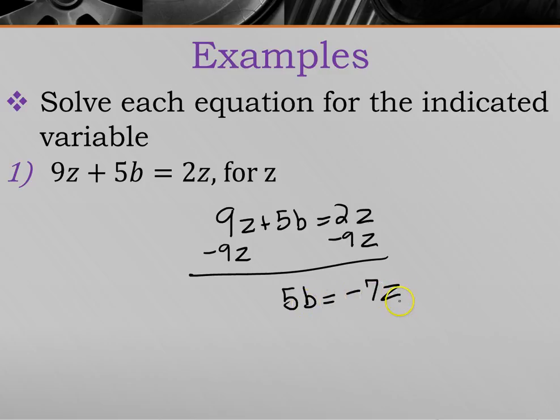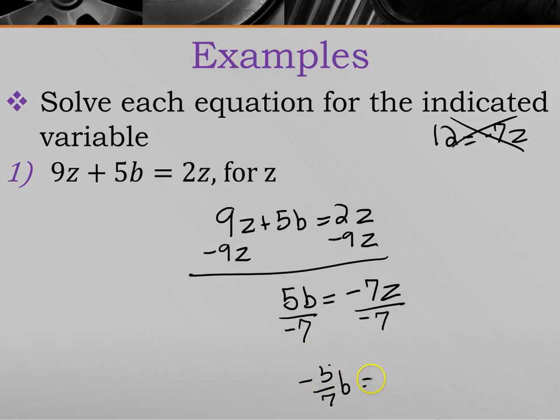Now again, I want to solve for z. So if this was an equation like 12 equals negative 7z, you just divide by negative 7. So let's just divide by negative 7. We get negative 5/7 b equals z. And that's it. These are the exact same types of equations we've been dealing with, where the 5b, we're just going to pretend it's a number. I can't combine it with anything because there's no other b's, but I also don't want to combine it with z. So I leave it alone, combine my z's, and isolate the z itself.